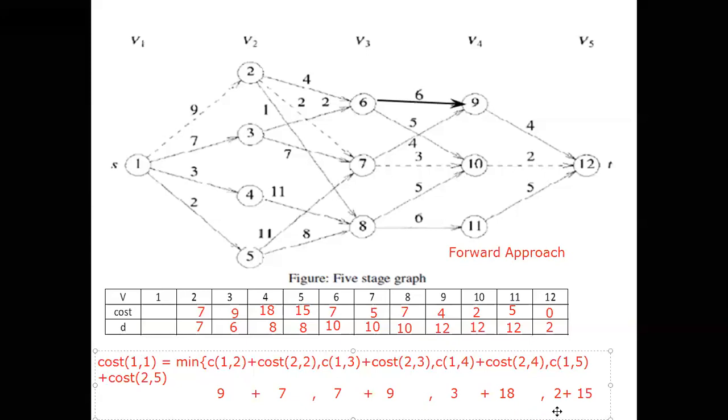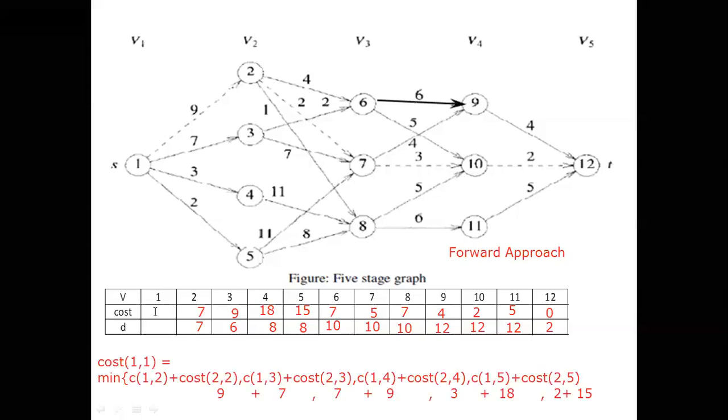What is the smallest one? 2 plus 15 is 17. This is 17. This value is 21, which is anyway larger than 17. This is 16 and this is 16. The meaning of this is that 16 is the smallest value. That means we have to update the cost as 16 only. I should write 16.